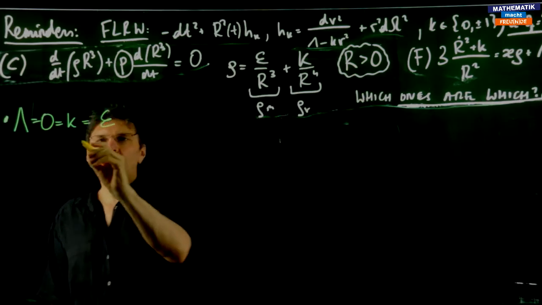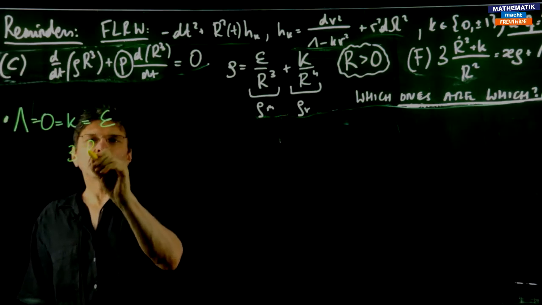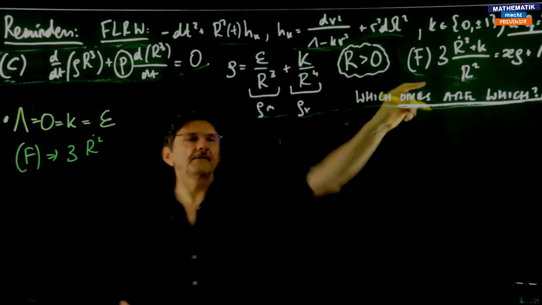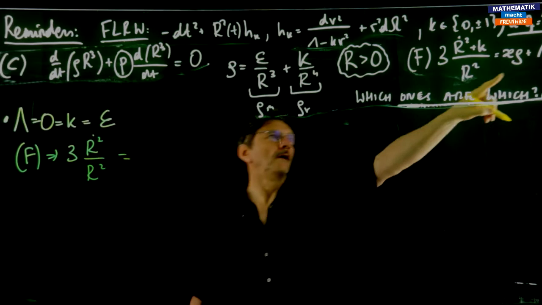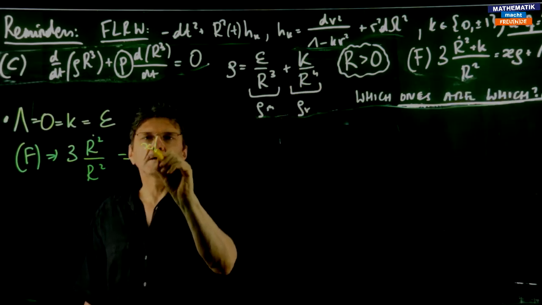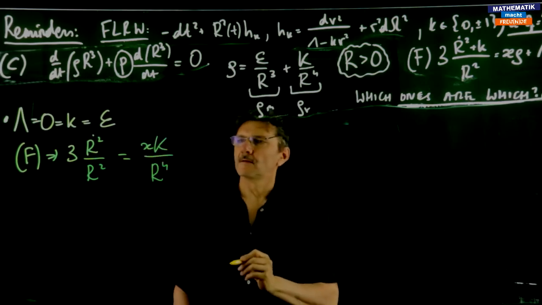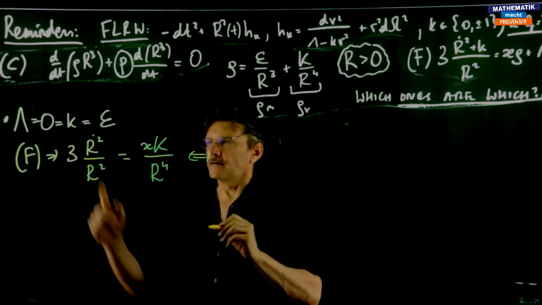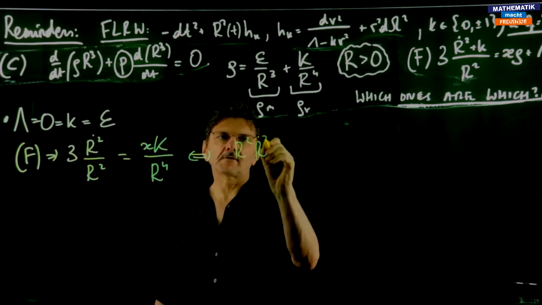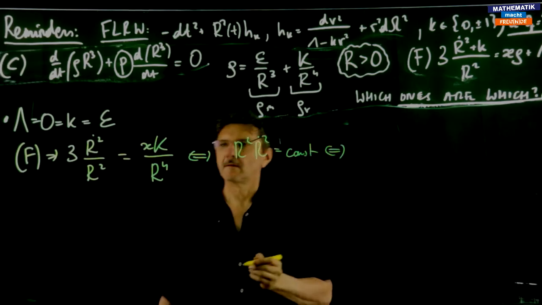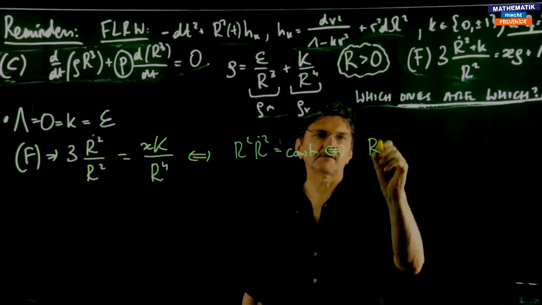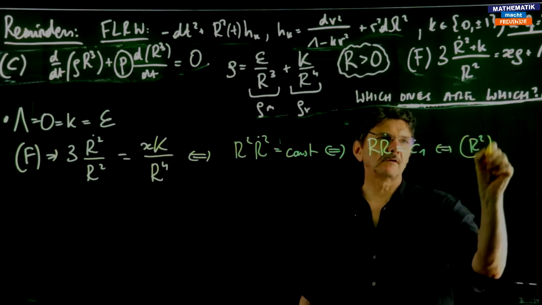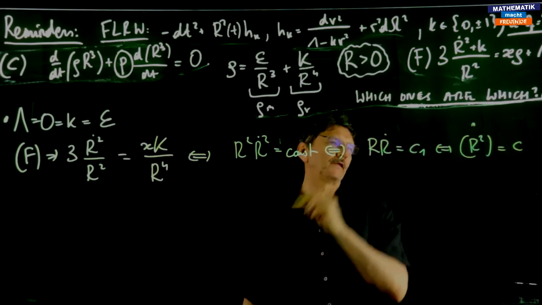So we get three r dot square, so this is the Friedmann equation, k is zero over r square is equal, lambda is zero and kappa rho is just kappa k over r four. So I multiply by r four and divide by three, I get r square r dot square is equal a constant, which is the same as saying that r dot is a constant, which is the same as saying that r square dot is another constant, well, actually 2c1.